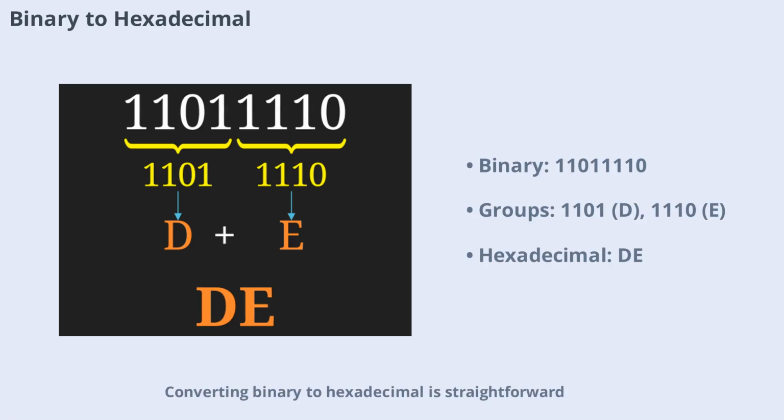Converting binary to hexadecimal is straightforward because 16 is a power of 2. Group the binary digits into sets of 4 starting from the right. Each group translates directly to a hexadecimal digit. For example, the binary number 11011110 becomes 1101 (D) and 1110 (E), so the hex value is DE. This method simplifies reading and writing long binary numbers.